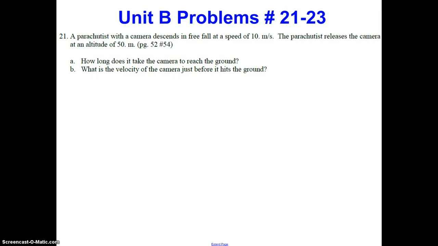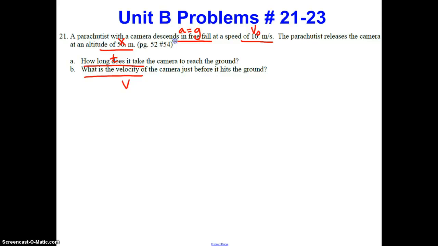Okay, so rereading the question here, descends in free fall. So we know the acceleration is the acceleration due to gravity. The speed of 10 meters per second is the initial velocity. And the camera is released at an altitude of 50 meters, so that's the x value. How long does it take? Is the time for the camera to reach the ground. And what is the velocity of the camera just before it hits the ground? That, of course, would be its final velocity.